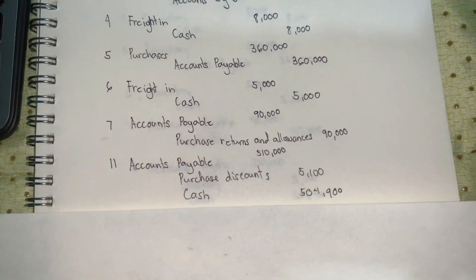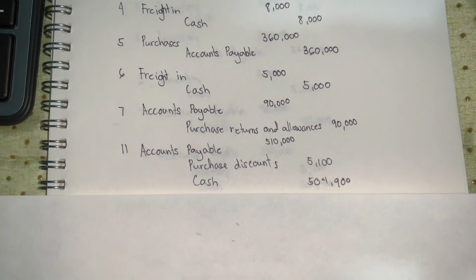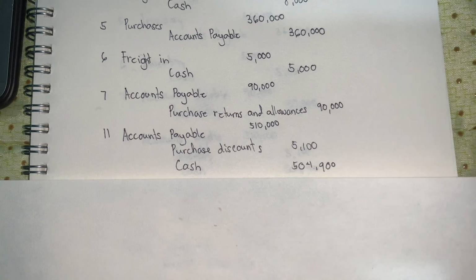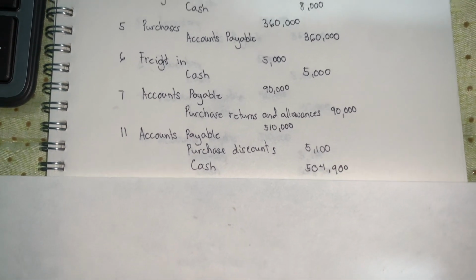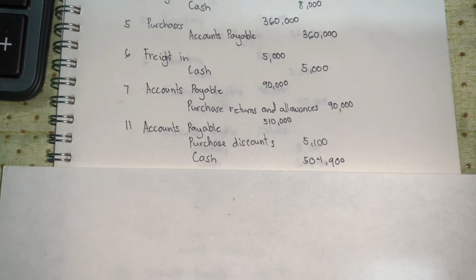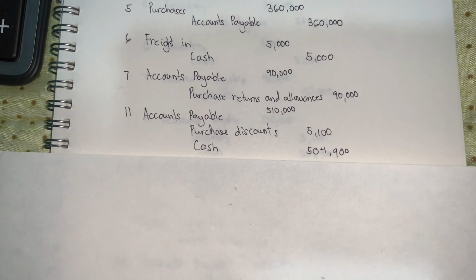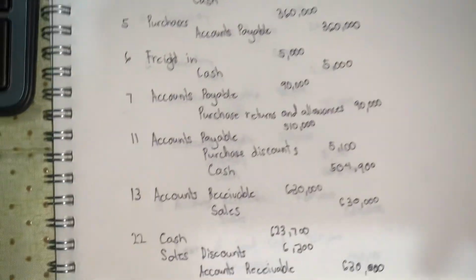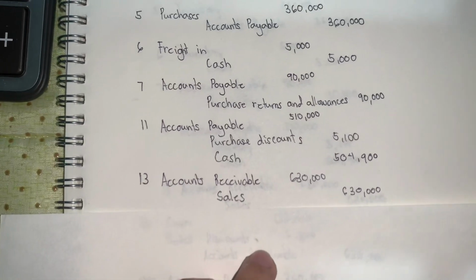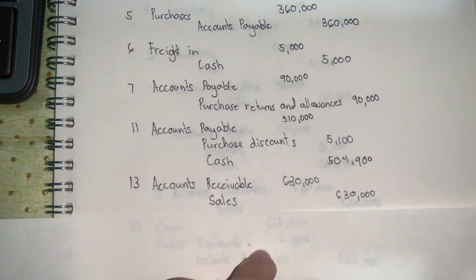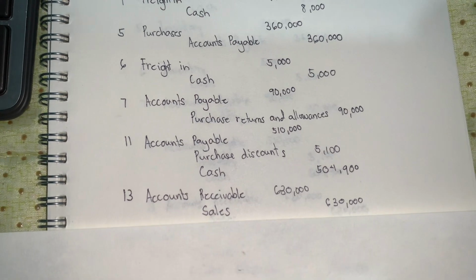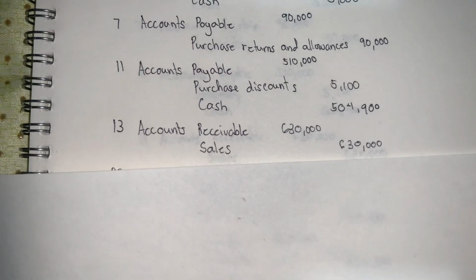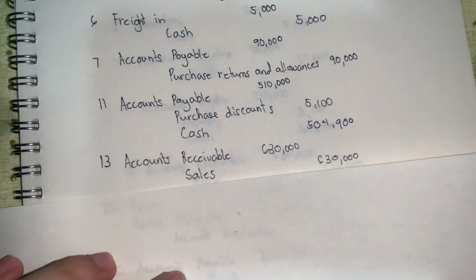So our next entry would be on June 13. Sold 700 tires from those purchased on June 2. Selling price was 900 pesos per tire. Terms: 1% discount if paid within 10 days, and the full amount will be due in 30 days. So here's our entry for that period. We debit accounts receivable 630,000 and we credit sales 630,000. We debit AR because the cash is yet to be received.